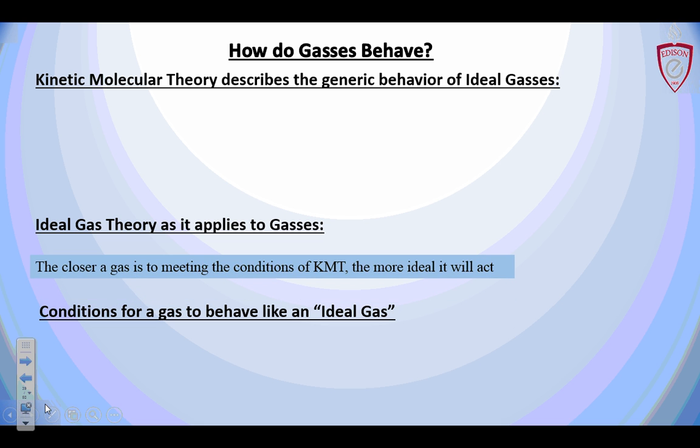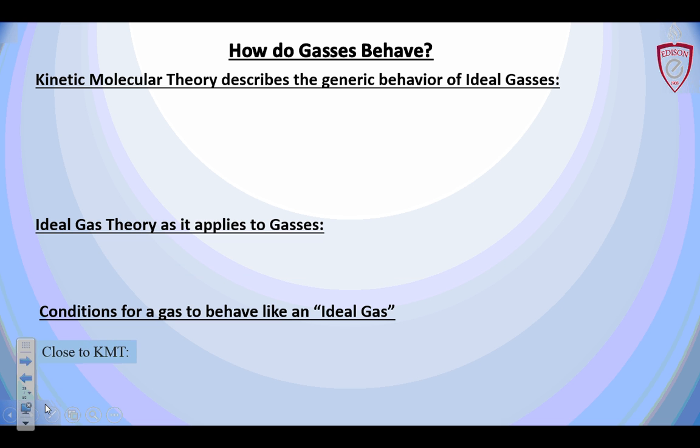Sure. Well, ideal gas theory applies to gases. Basically, the more they act like the conditions of KMT, the more ideal it will be, and predictable. And ideal is that most predictable, most desirable gas that you can base math on, that you can use math with. And we want to do some more math, and that's what our last video will be.